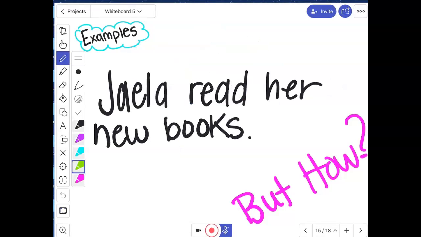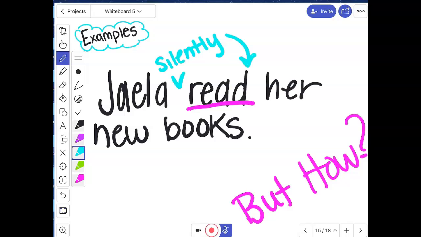Here's another one. Jayla read her new book, or new books. She's an avid reader. She has many books going on. Well, the verb is read. So how did she read? Oh, well, I bet she silently read her new books. So if I asked, how did she read? I can imagine that she's sitting there in the room and you can hear a pin drop because she's silently just devouring the book. That gives me a much more vivid image than just she read the book.